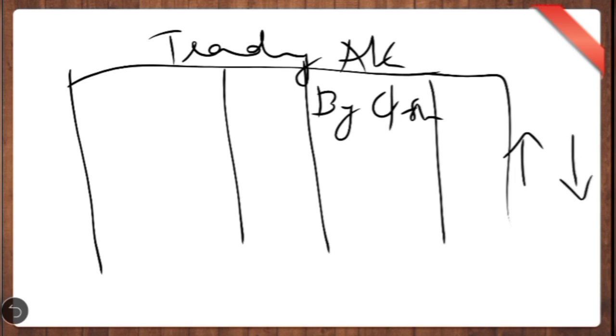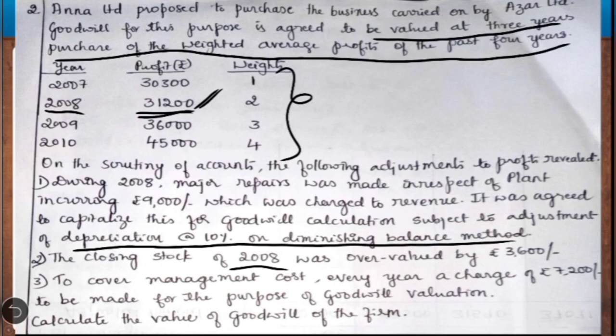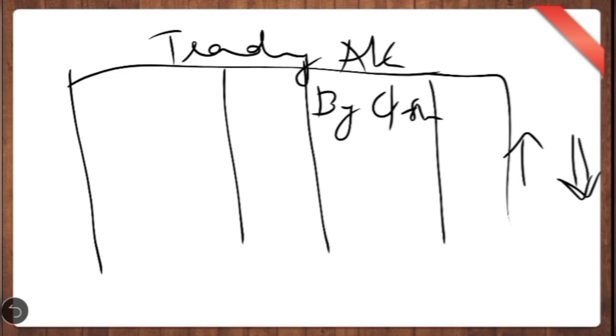So if you show more of the item or more credit or increased credit, that will result in increased profit. On the other hand, if you decrease the amount or if you undervalue the closing stock or any other item which you write on the credit side, it decreases the profit. So now what they have given here, in the year 2008, the closing stock was overvalued. Let us say the actual value of the closing stock was only 50,000.